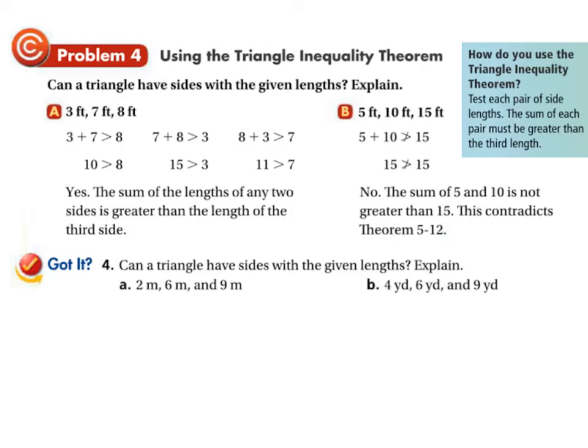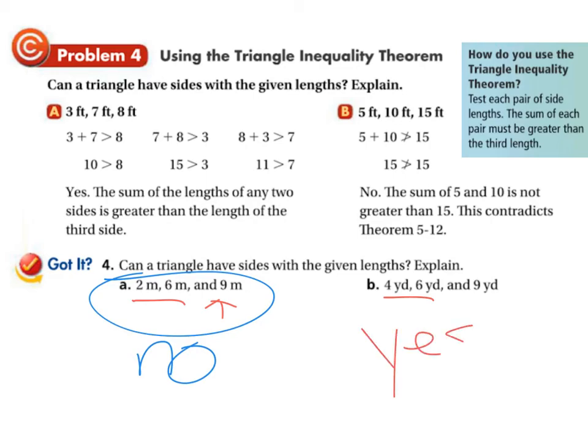Okay, so doing what I said, take the two smaller sides. Do those two together sum to greater than 9? And no, they don't. So no, it does not form a triangle. Okay. For this one, the two smaller sides, 4 and 6. 4 and 6 together sum to 10. 10 is greater than 9. So yes, that can form a triangle.